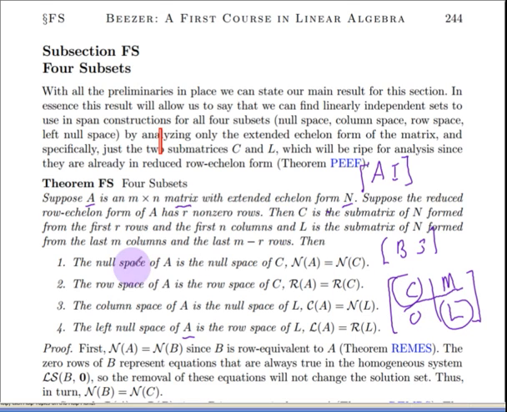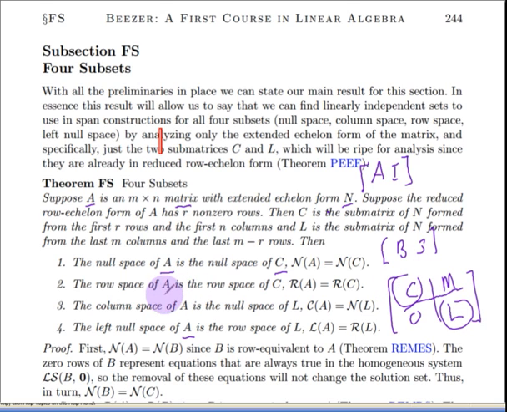So let's go through these conclusions. First of all, the null space of A is the null space of C. Now that follows almost immediately, because when you row reduce A, you get C and zeros on the bottom. Now the zeros don't add anything. So the null space of A is just whatever null space you get for C.